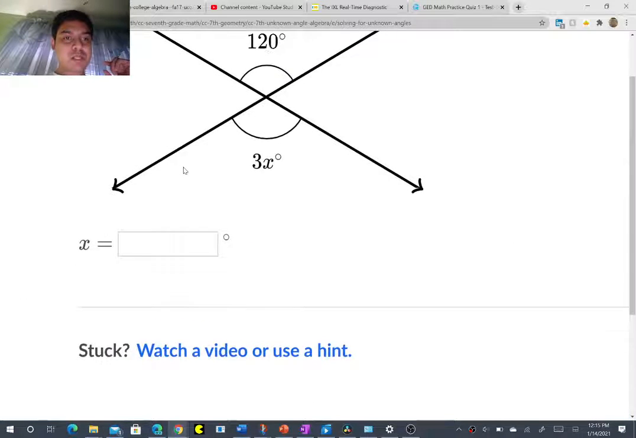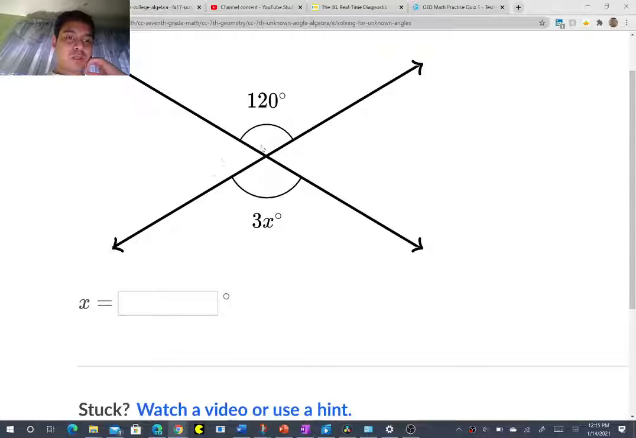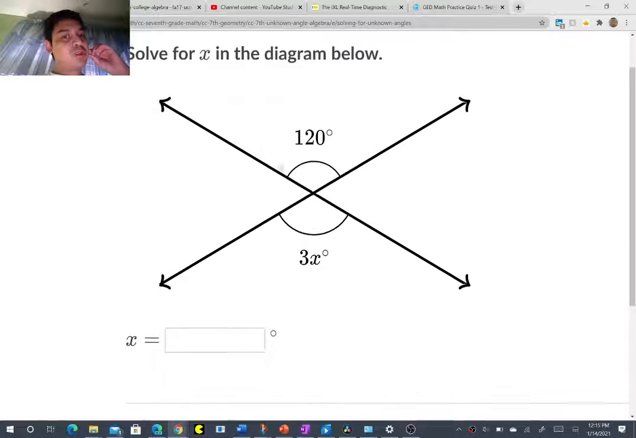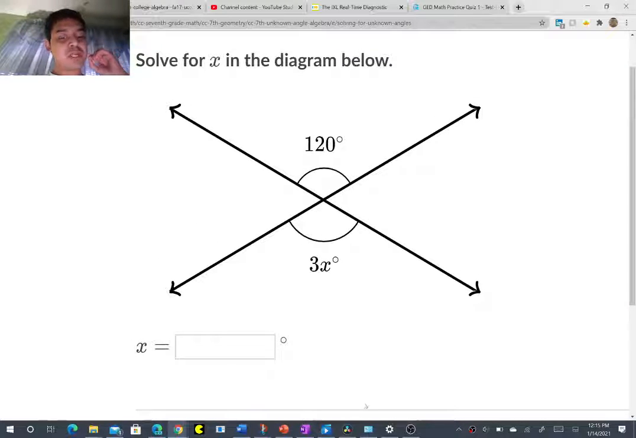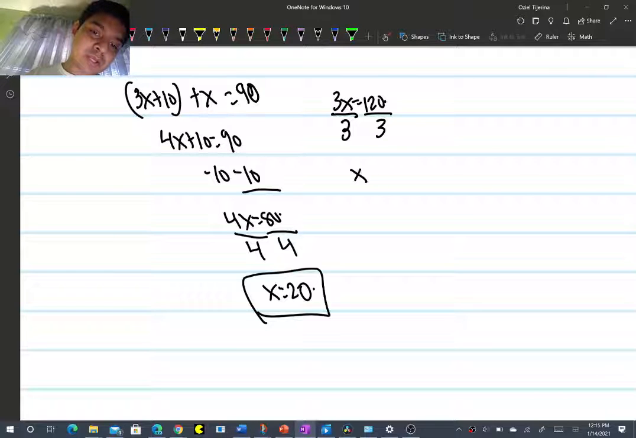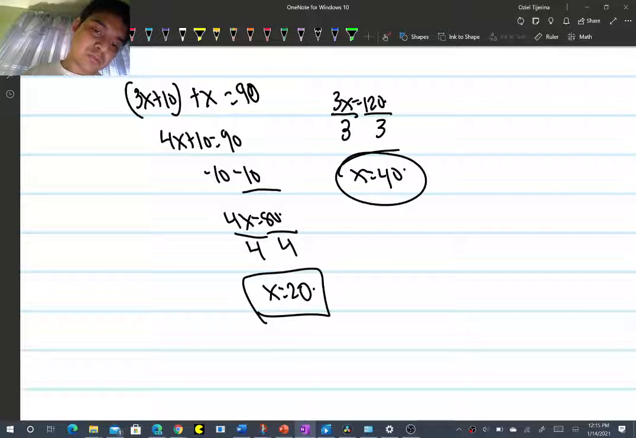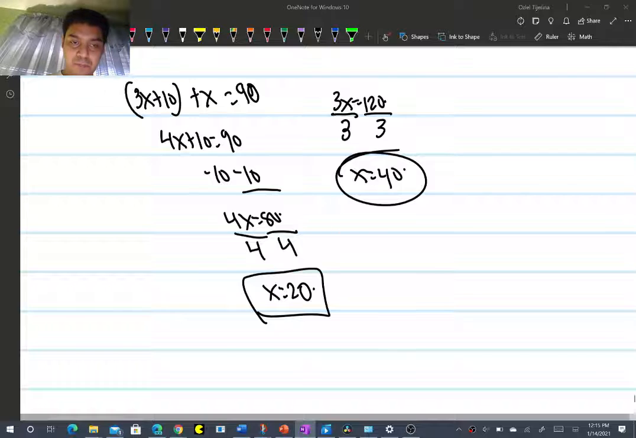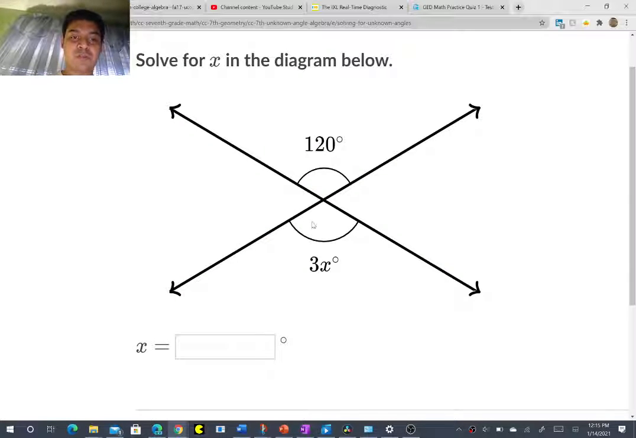Okay, so this one is a vertical angle. You just have to make them equal to each other. So 3x equals 120. You divide both sides by 3, you get x equals 40. Because it's a vertical angle, you make them equal to each other.